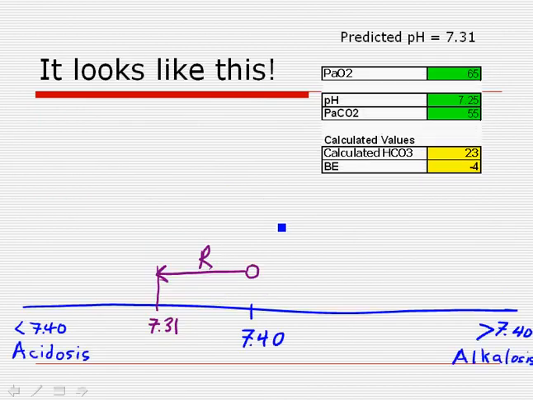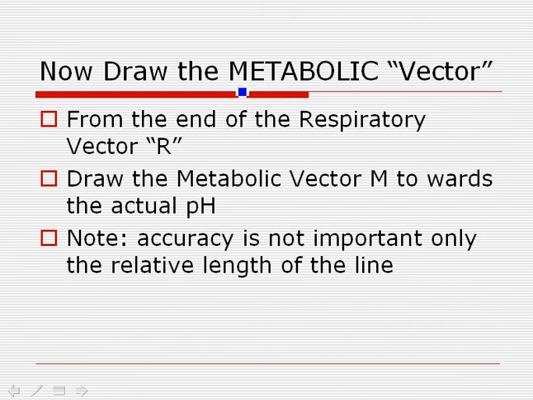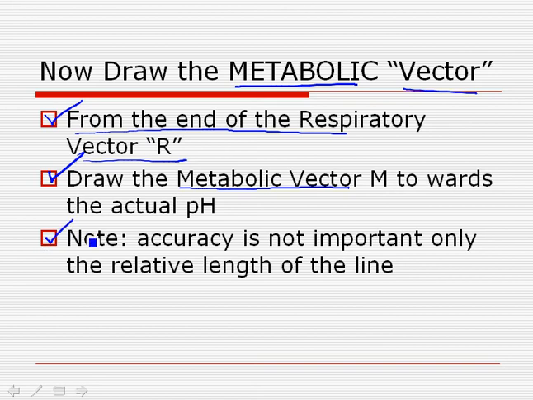So let's draw that on our vector analysis. The first vector we're going to draw is our respiratory one. This tells me I've got a CO2 of 55, and I'm going to have a decrease in my pH to 7.31. So I draw that as a vector. Okay. Now, the next thing we do is draw the metabolic vector. We start from the end of the respiratory vector. That's always important. So start from the end of the respiratory vector, and we draw this to represent the change in pH due to the metabolic components. Note, I don't have to be accurate in this.